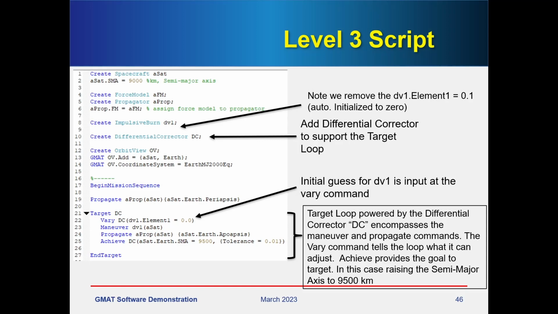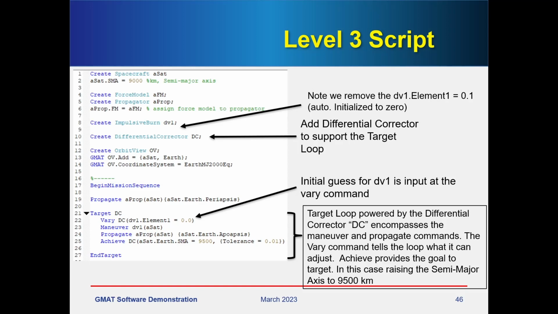The vary command tells the differential corrector what it is going to vary, in this case dv1 element 1, which was initialized to 0 in the initialization section. We're going to provide an initial guess of 0 kilometers per second and see what the corrector does. So now the targeting loop knows that it is going to use the differential corrector to vary dv1 element 1. Next, GMAT applies the maneuver dv1 to ASAT and the propagator propagates to apoapsis.